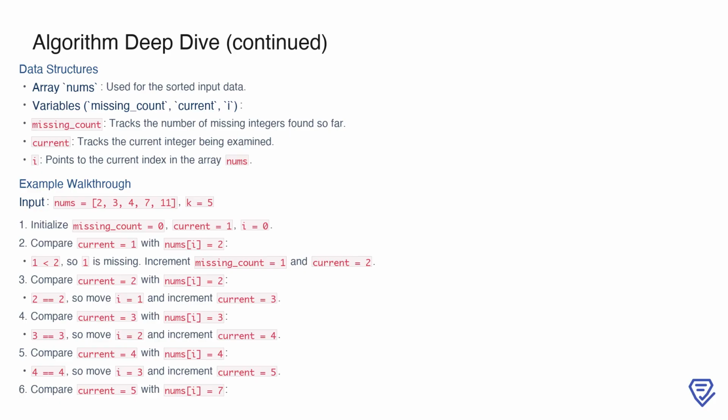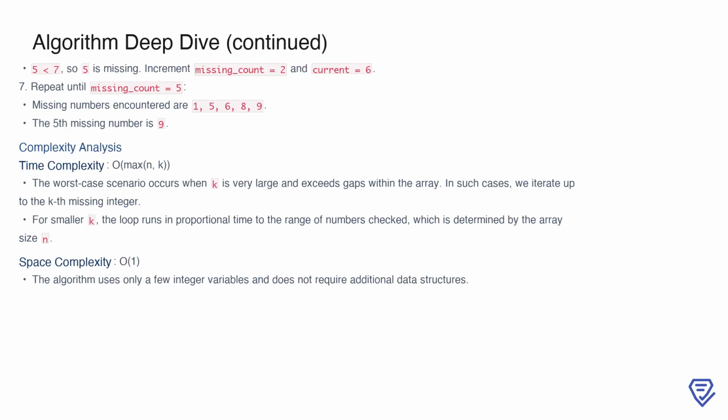Repeating this process, we find that 3 and 4 are also present in the array, so we continue moving the pointer and incrementing current. When current becomes 5, it's less than nums[I] equals 7, meaning 5 is missing. We increment missing_count again. As we continue, the next missing number is 6, bringing the missing_count to 2. Incrementing further, we encounter 8 and 9 as additional missing numbers. Once the missing_count reaches 5, the process stops, and we return 9 as the fifth missing number.